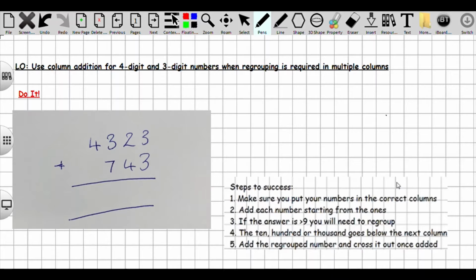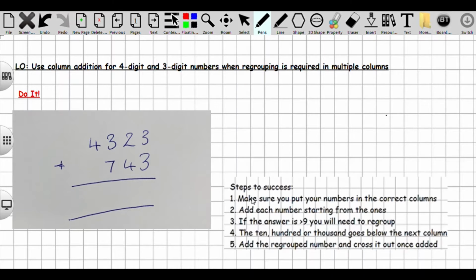Today's learning objective is to use column addition for 4-digit and 3-digit numbers when regrouping is required in multiple columns. So I've pinched my steps to success because these are always really useful. Make sure you have one to hand, and here is a question. So make sure you have your thousands, hundreds, tens and ones in the correct column.